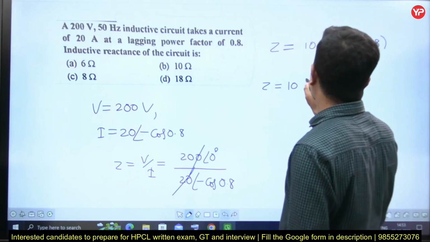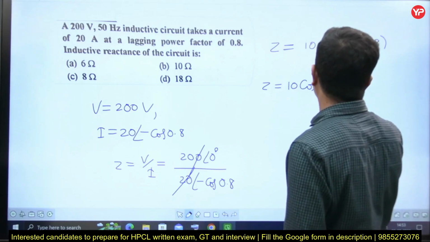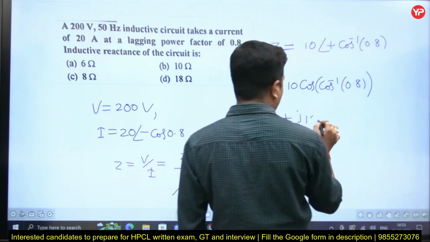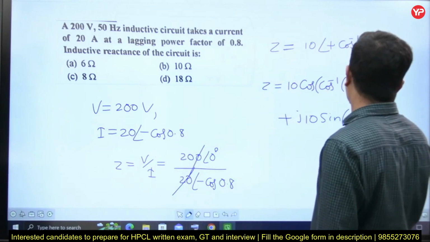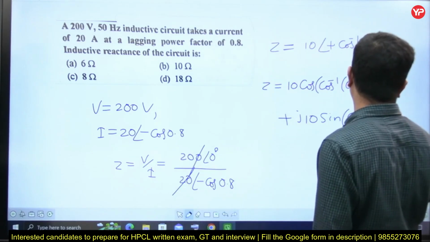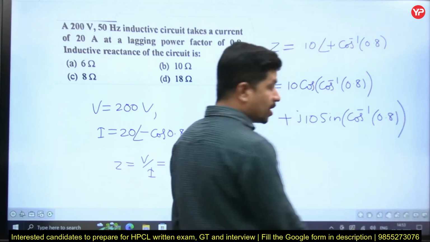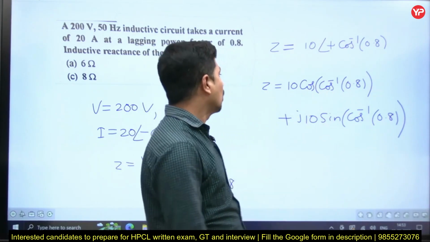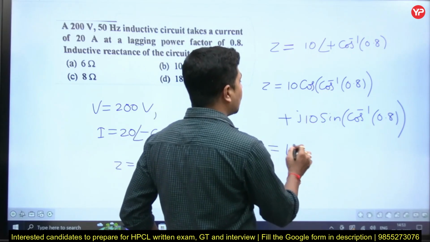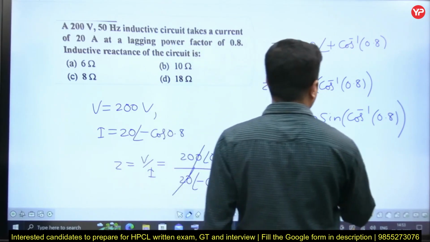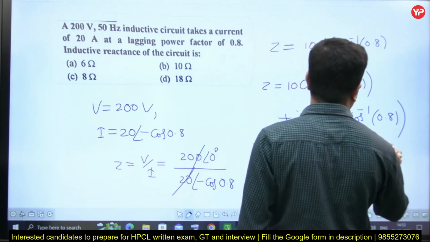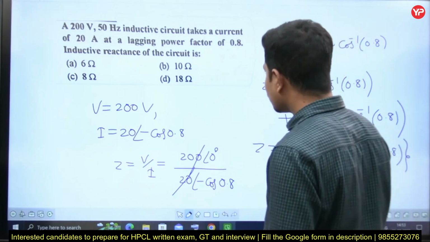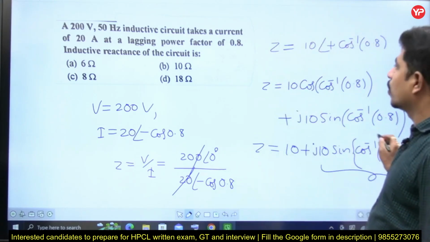Now Z is equal to 10 cos of cos inverse of 0.8, which is the resistance, plus j 10 into sine of cos inverse of 0.8, which is the reactance. This is X, this is R. So Z is equal to R, which is 10 into 0.8, plus j 10 sine of cos inverse of 0.8. With this you have to get the angle. So if you do this, you are going to get it.